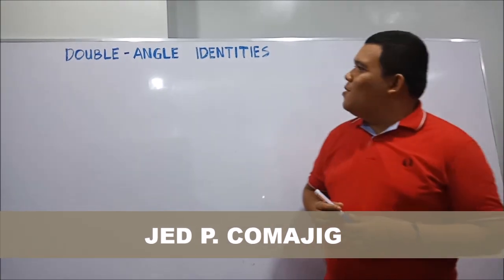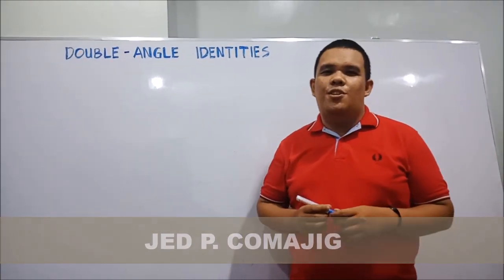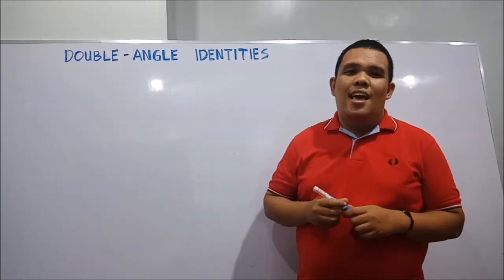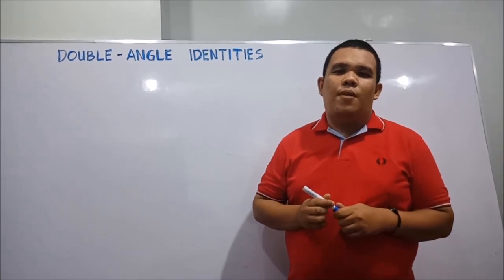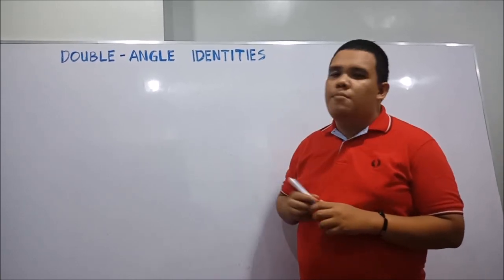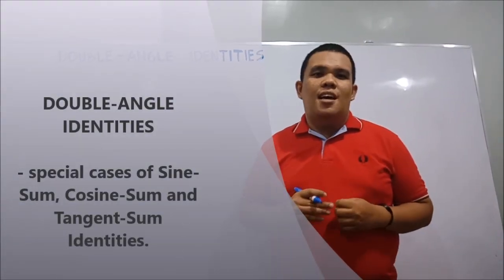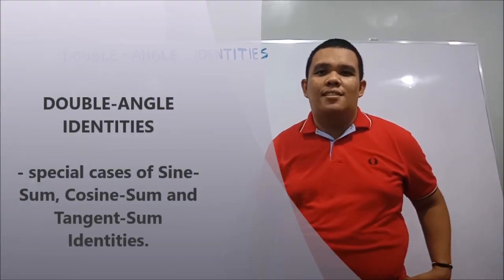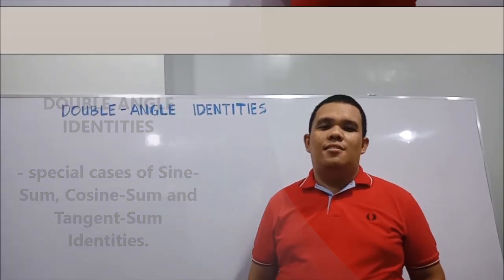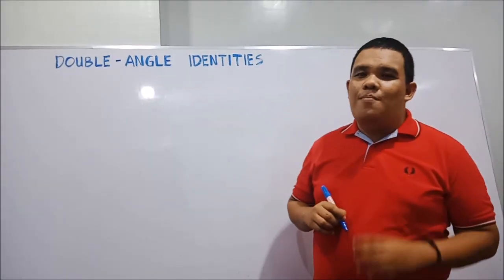Today we'll learn about double angle identities, and I'll teach you how to derive these identities and how to use them in solving problems involving these trigonometric identities. Double angle identities are special cases of the sine sum, cosine sum, and tangent sum identities. We recall the sine sum identity.